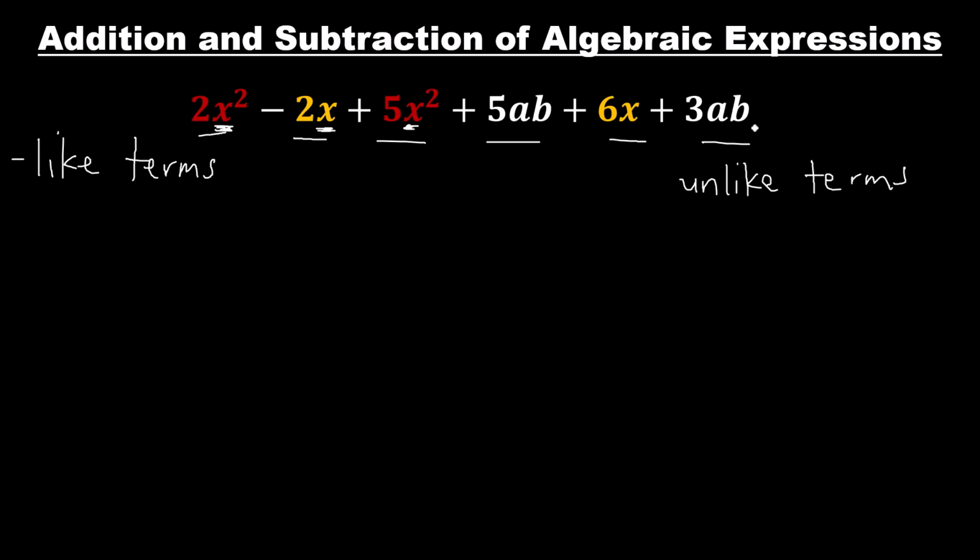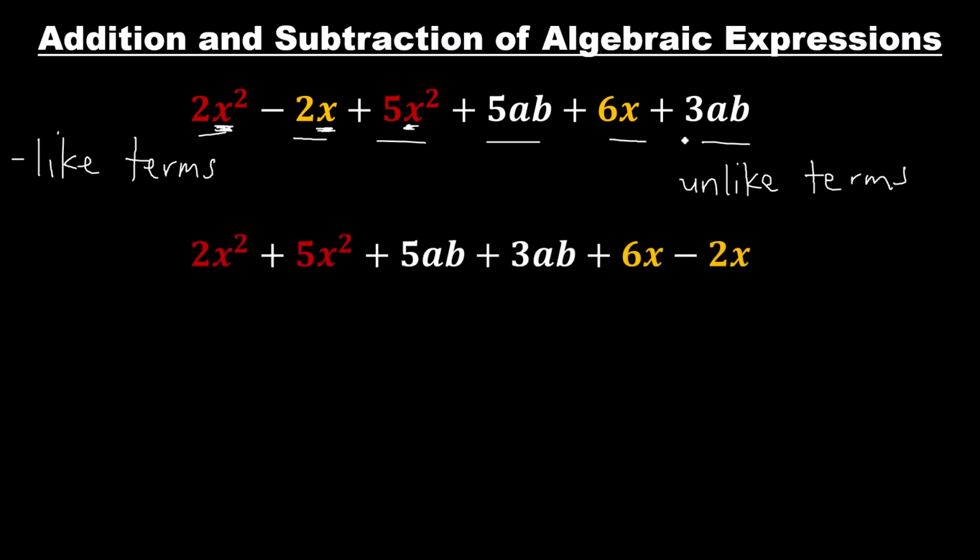So when it comes to addition and subtraction of algebraic expression, one important thing to keep in mind is that before you proceed adding or subtracting them, you first have to group them according to their variables. In other words, group like terms together. So what does that mean? If you look at this next step, I've rearranged them: 2x squared and 5x squared at one side, then we have 5ab and 3ab at another side, then 6x and 2x at another side.